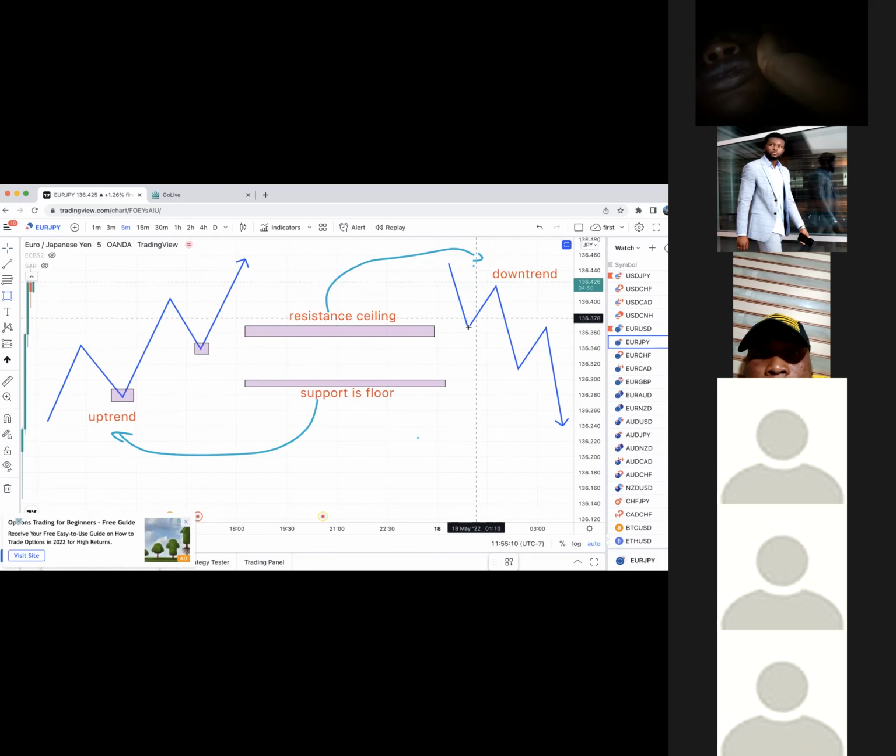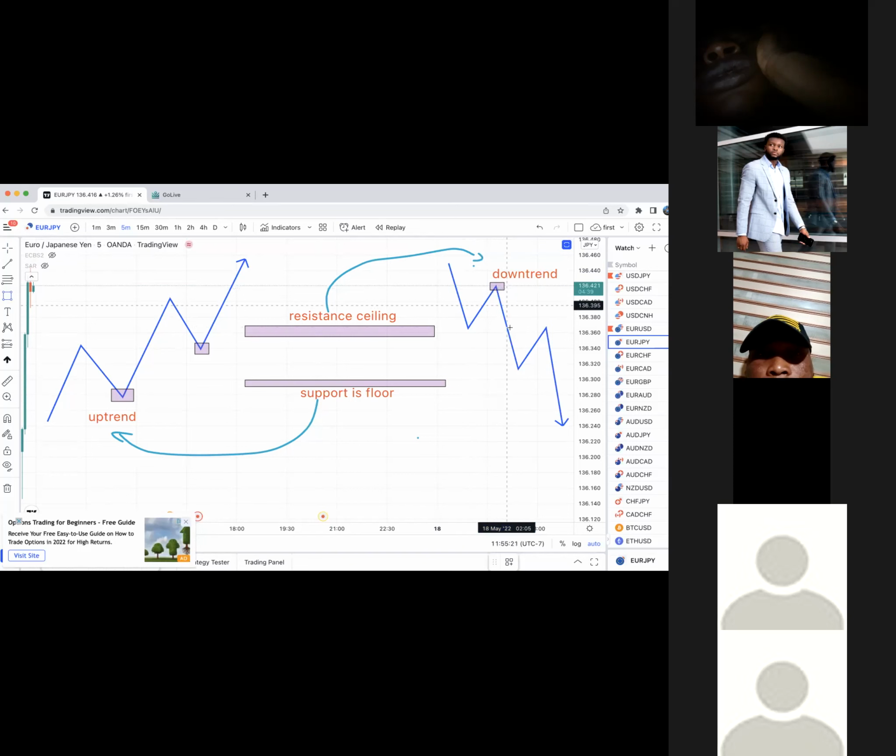If I come over here to the downtrend, guess what? Market pulls down. I'm not going to sell right here. I'm going to wait for the pullback and sell at the resistance. Same thing. If I miss that, it comes down. I don't sell here. I wait for the pullback and I sell here.